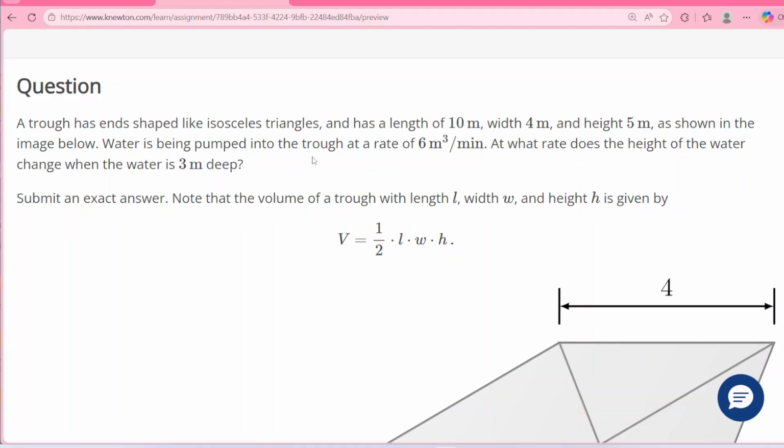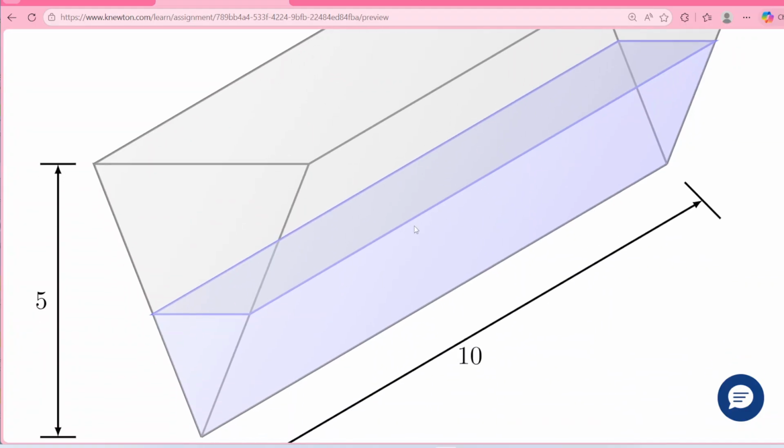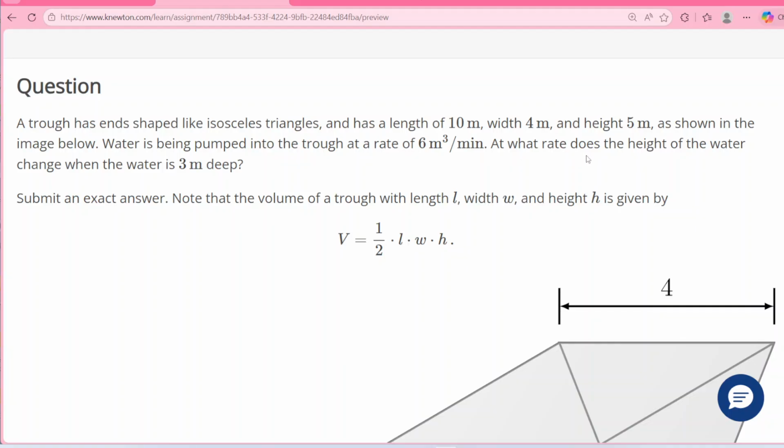Water is being pumped into the trough at a rate of 6 cubic meters, right? This is meters cubed, so this is a volume unit. Remember, volume is in cubic units per minute. All right, so this blue part of the picture, right? Water is filling this trough at a rate of 6 cubic meters per minute. So at what rate does the height of the water change at the moment when the water is 3 meters deep? Submit an exact answer.